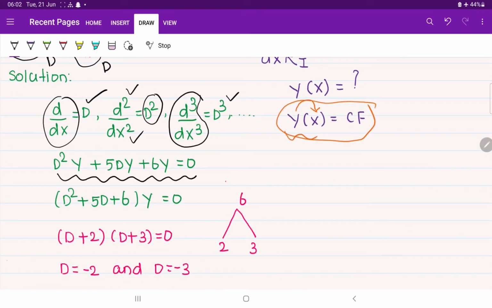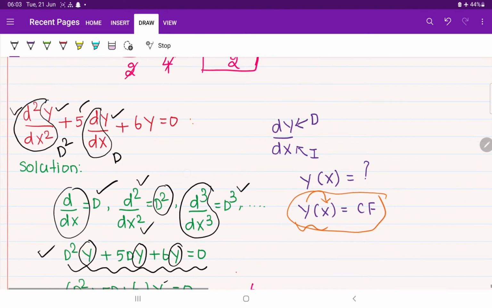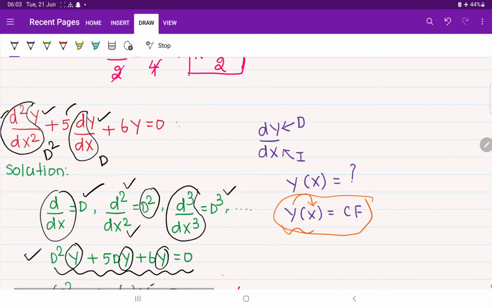That's all. After doing this step, immediately you can observe that the dependent variable is common to all, so you can take it out. y is called a dependent variable. I told you, always in a differential equation, you can observe two variables, one in the numerator and another in the denominator. The variable which lies in the numerator is called the dependent variable. The variable which lies in the denominator is called the independent variable.